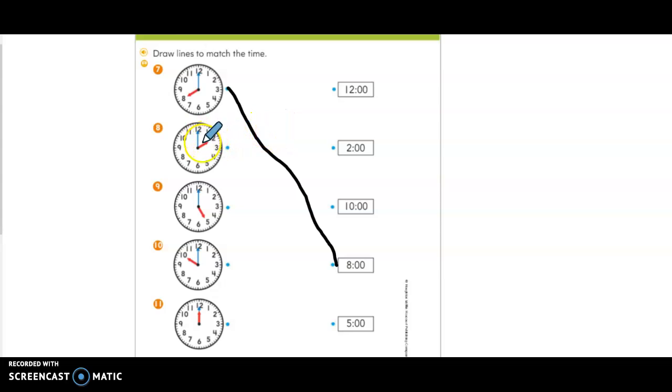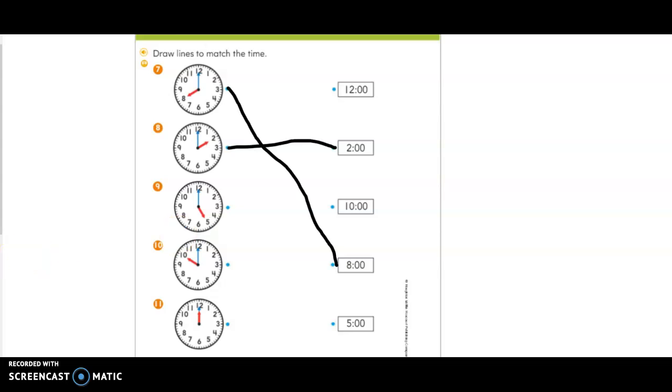Okay, the next one, let's check. Hour hand points to the 2. Minute hand points to the 12. 2 o'clock. Let's find it on the digital. There it is. Match it up. Why don't you see if you can find the remaining matches by yourself?